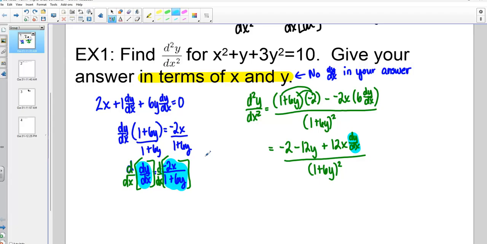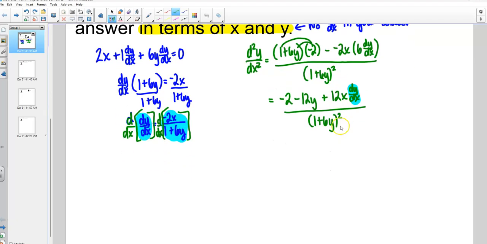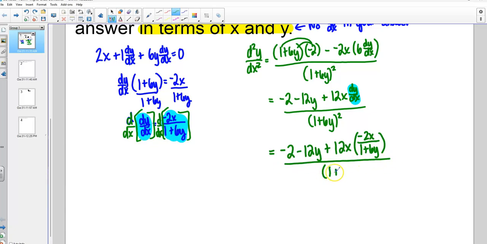Oh, we can do it. We got a can-do attitude. We got negative 2 minus 12y plus 12x times negative 2x over 1 plus 6y, over 1 plus 6y squared.